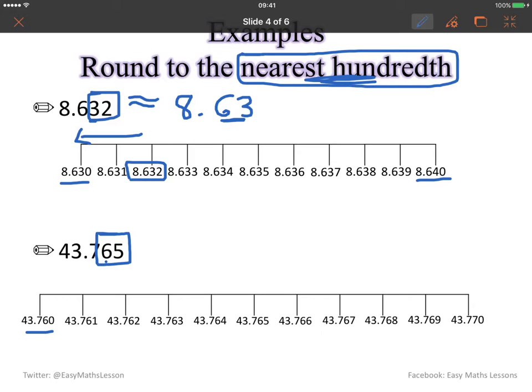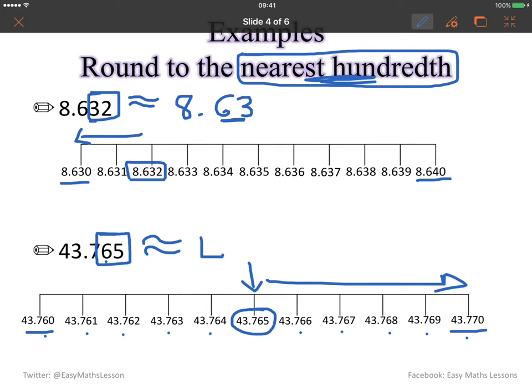But if I wanted to do it on a number line, then I can have everything in between 43.76 up to 43.77. 43.765 is right here in the middle. 1, 2, 3, 4, 5 spaces away from the top end, and 1, 2, 3, 4, 5 spaces away from the bottom end. But because it's right in the middle, everything that's in the middle goes up. And therefore, my answer here, 43.77. Nearest 100th, and I've got 2 decimal places.